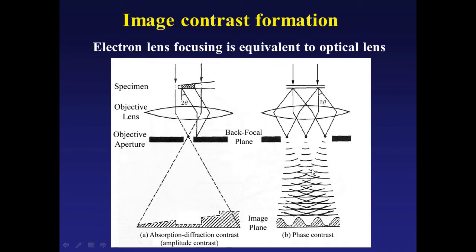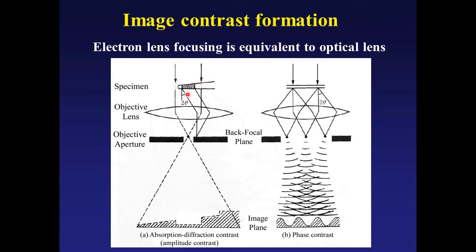Okay, I'd like to just introduce the image formation and how to make an image in the electron microscope. The principle is similar to an optical microscope. In this figure, the objective lens is illustrated as a glass lens. Practically, the lens is a magnetic field. But as mentioned before, the electron lens focusing function is equivalent to the optical lens, so we illustrate it by a glass lens like this. This is the specimen.